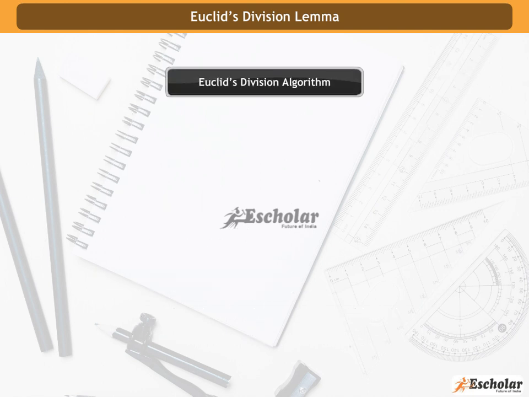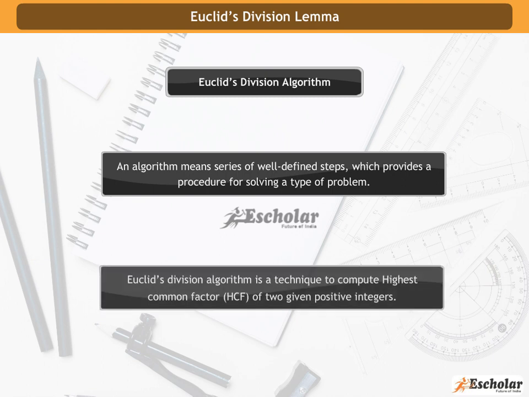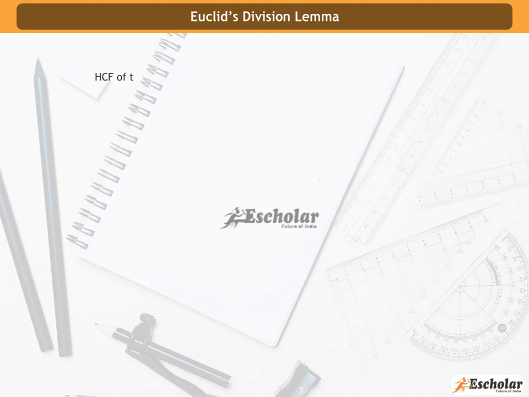Euclid's division algorithm. An algorithm means a series of well-defined steps which provides a procedure for solving a type of problem. Or Euclid's division algorithm is a technique to compute the highest common factor, or HCF, of two given positive integers. HCF of two positive integers a and b is the largest positive integer that divides both a and b.